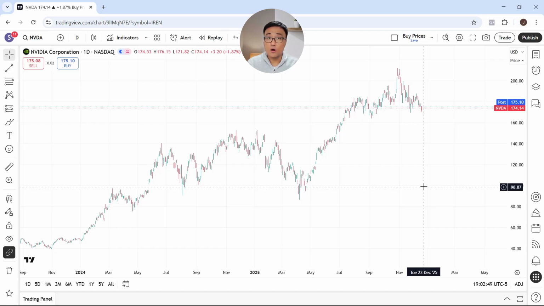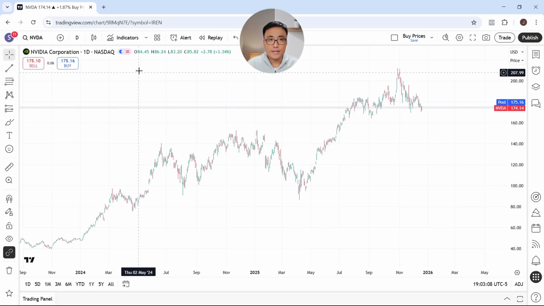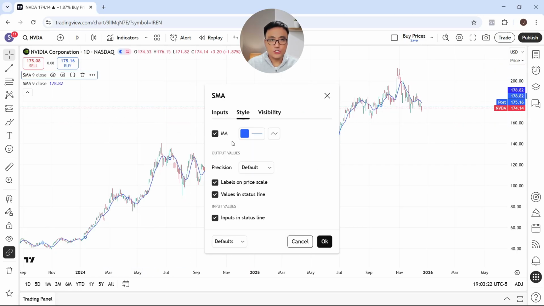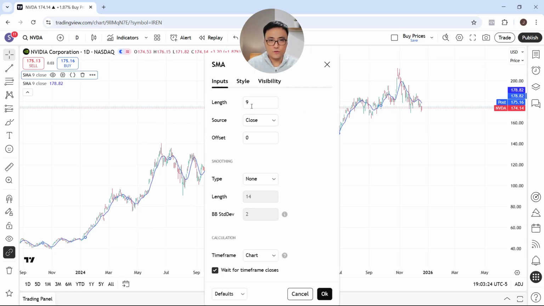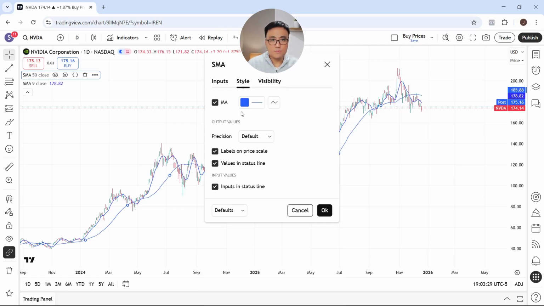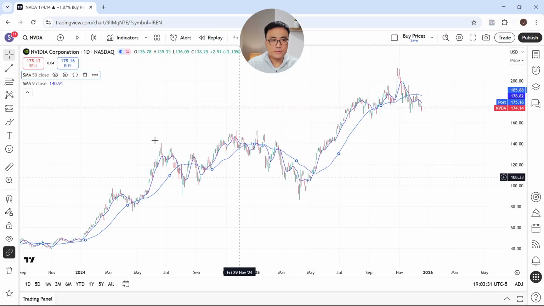You can draw a trend line, or if you want to quickly eyeball something to find the trend, you can put the 50 SMA and the 200 SMA. These are simple moving averages, 50 and 200. And so I'm going to add those right now. We want to change this to the 50. And for the style, keep it blue. That's good.